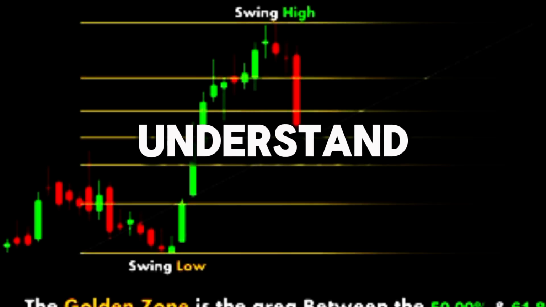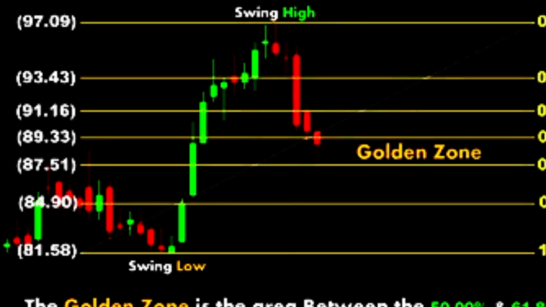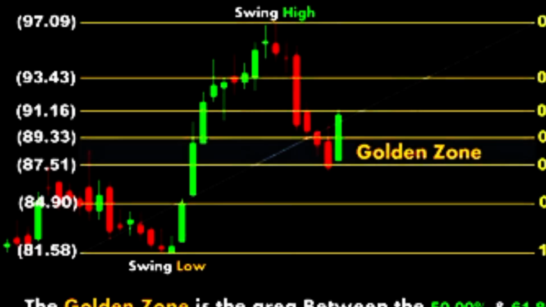Let's now understand retracement. Understanding retracement patterns is essential for traders looking to capitalize on market movements and identify strategic entry points. Retracement patterns occur when the price temporarily moves in the opposite direction of the prevailing trend before resuming its original trajectory. That's all about retracement.